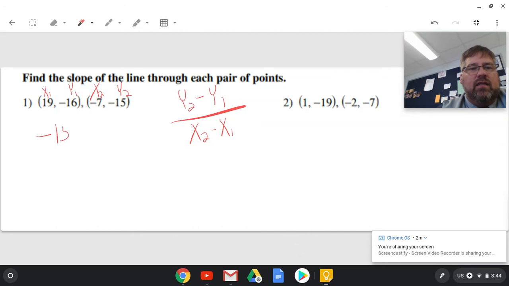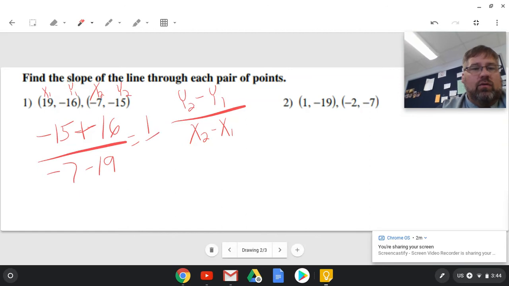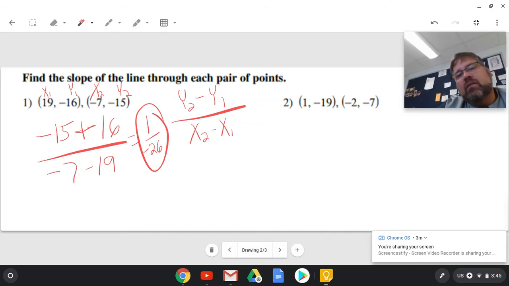Negative 15 minus negative 16 over negative 7 minus 19. Remember, minus and negative becomes a positive, so this ends up being 1 over negative 26. Negative 1/26. The second one, I got negative 19 minus a negative 7 over 1 minus a negative 2.